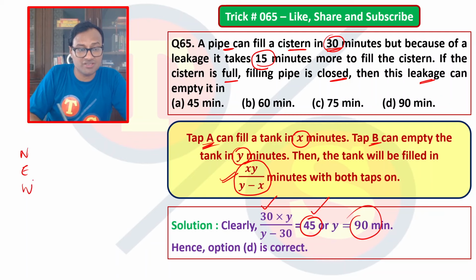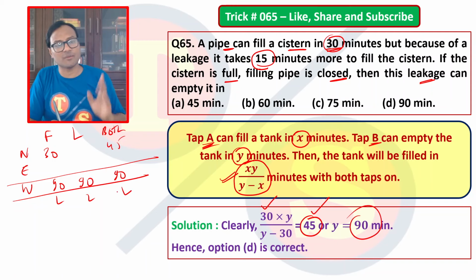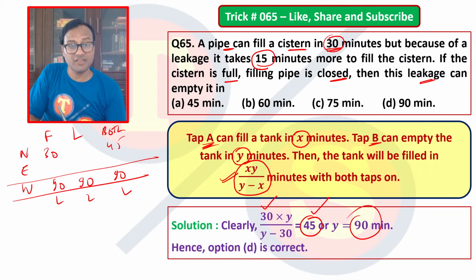What you can do is, if I know that the filling pipe can fill it in 30 minutes, there is some leakage, and if they both work together, then it will take 45 minutes. So first of all, you take the LCM of 30 and 45, so that will be 90. So suppose the capacity of the cistern is 90 liters. 90 liters is the capacity of the tank.